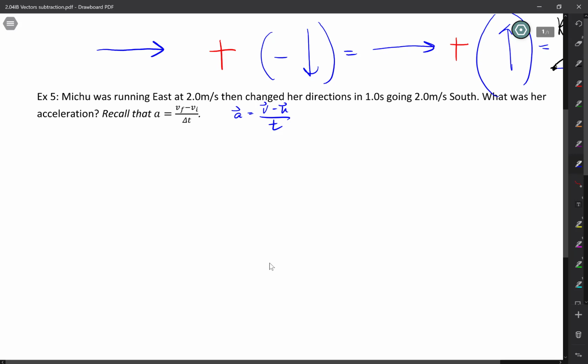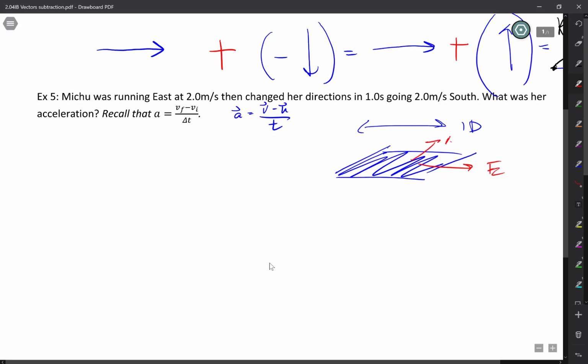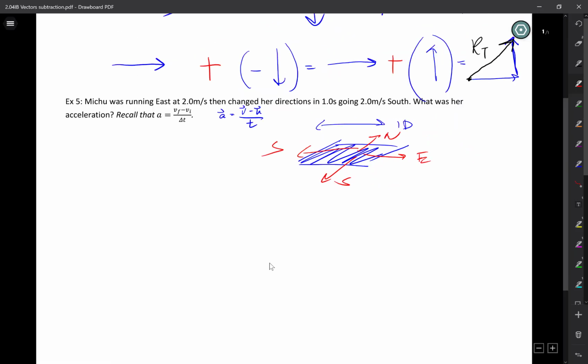But you're required to analyze motion in a two-dimensional plane, which means your final velocity and your initial velocity may not be pointing in a straight line. Okay? So this is one-dimensional, 1D. 2D is a 2D plane. So a 2D plane means that you could have north, south, east, west. Okay? So that means you may have vectors that are diagonal to each other and you need to know how to add them and subtract them.